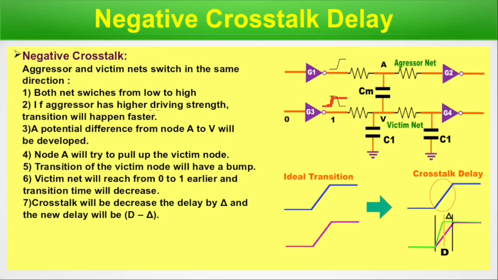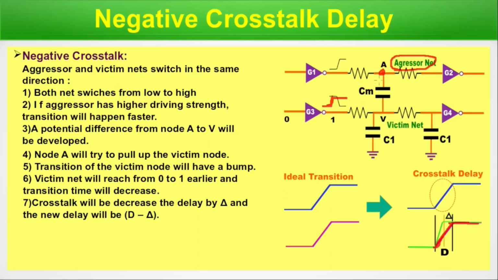If aggressor has higher driving strength, transition will happen faster. If this aggressor net is strong compared to the victim net, then its transition will happen faster. We are assuming that if the aggressor net has more driving strength, then this point will be at higher potential compared to V. So node A will try to pull up the victim node. Transition of the victim node will have a bump. Otherwise, without any interruption from the aggressor node, its transition should have been like this.